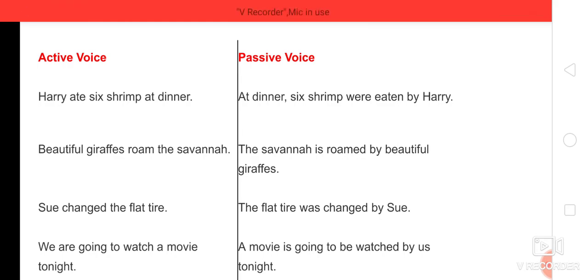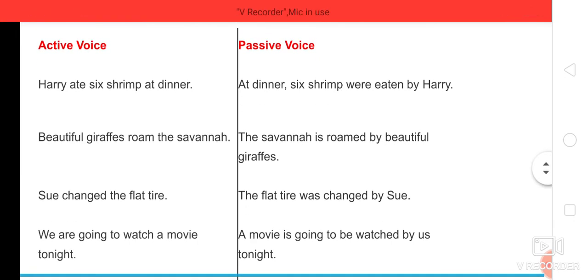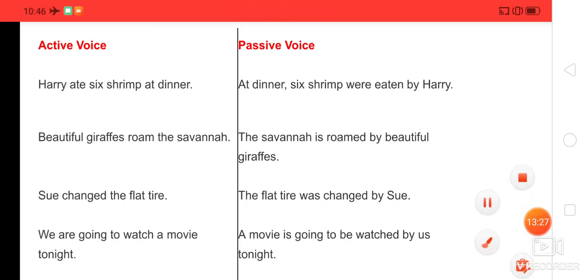Harry ate 6 shrimp, right, at dinner. So what is the object here? Can you tell me? Harry ate what? Harry ate 6 shrimp, okay, right? So see here, Harry is the subject, ate is the verb. So framing a question by this: Harry ate 6 shrimp at.